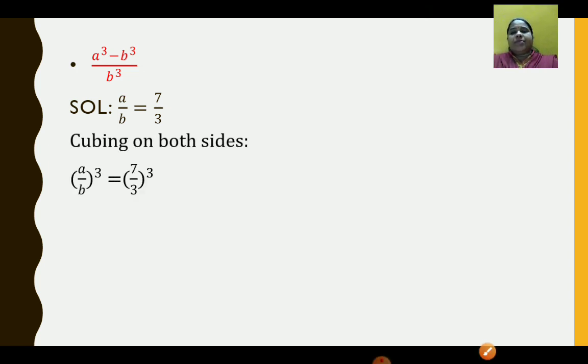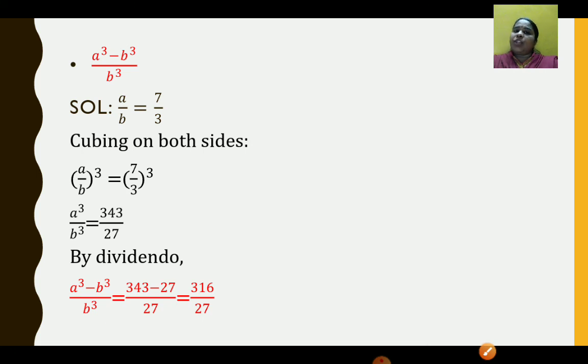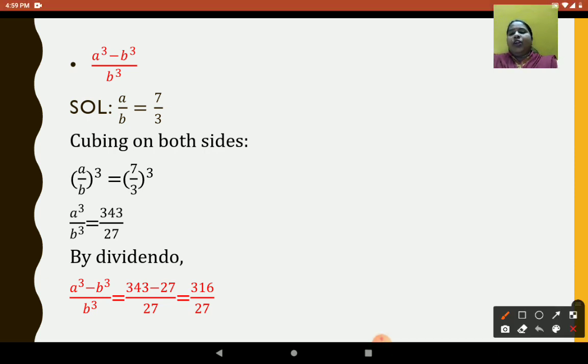See the steps. Cubing on both sides, it will be a cube upon b cube is equal to 343 upon 27. Since in the question the denominator is going up and getting subtracted, my next step will be dividendo. The question is telling me what should be my next step. Yes, a cube minus b cube upon b cube is equal to taking the denominator up and subtracting it. That is what dividendo is. So 343 minus 27, 316 upon 27. Okay, so these are the steps to be followed.